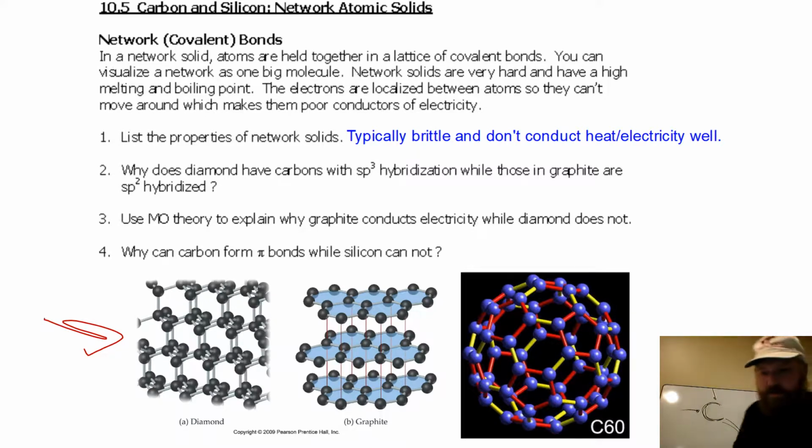Graphite has bonds in three directions. It has bonds to one carbon, another carbon, and then the third carbon. But notice the third carbon has a double bond. So it's sp2 hybridized because it's trigonal planar. And with graphite, that's this drawing right here.